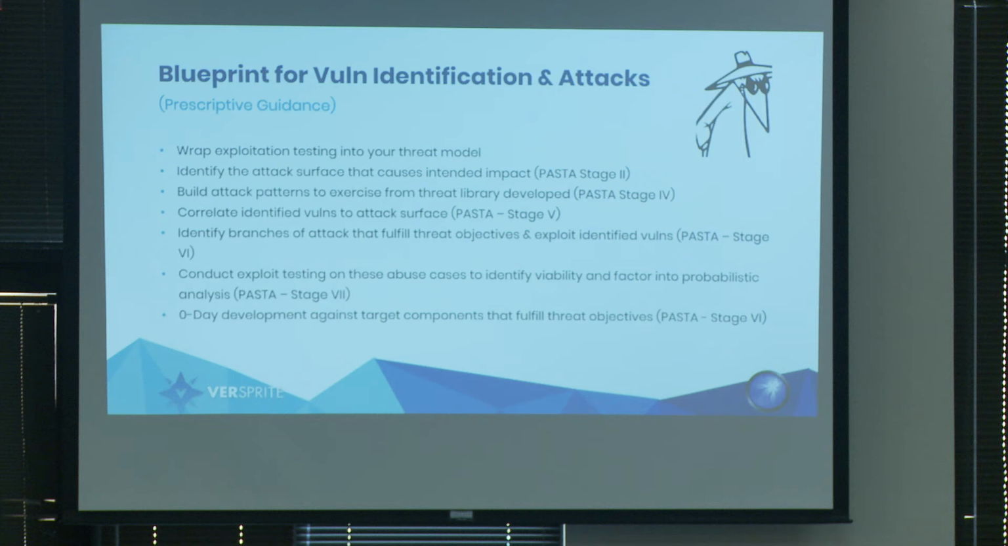But all these different stages help to define, use a threat model to leverage what vulnerabilities to triage first, how the vulnerabilities relate to that attack surface so that you can build that customized tree, and then actually do the type of exploit testing that provides that variable in the risk equation, which is probabilistic analysis.